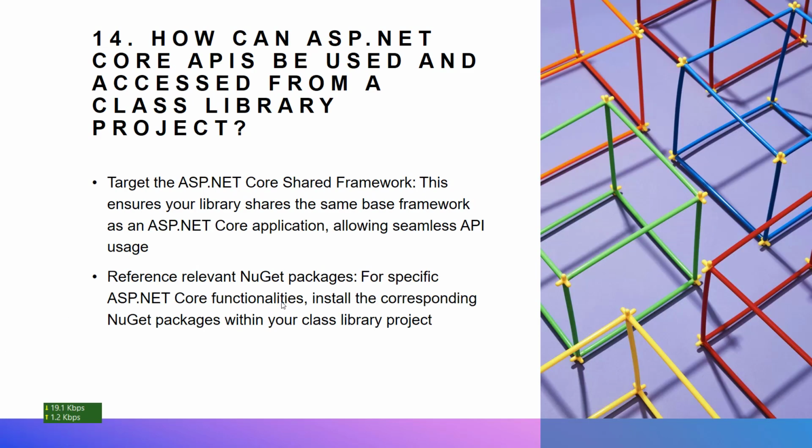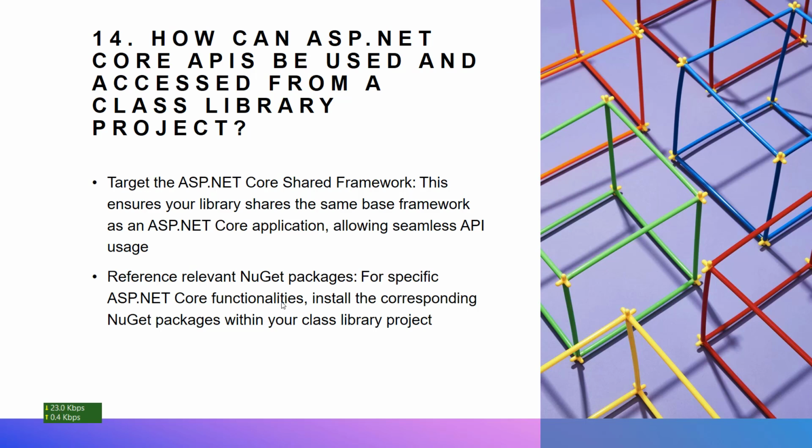Okay, then comes: how can an ASP.NET Core application be used and accessed from a class library project? The class library project is a different project, and the ASP.NET Core application, the APIs, is a different application. So how can both communicate with each other? Very important question. The answer would be to target the ASP.NET Core shared framework as the appropriate way. This ensures your library shares the same base framework as an ASP.NET Core application, allowing seamless API usage.